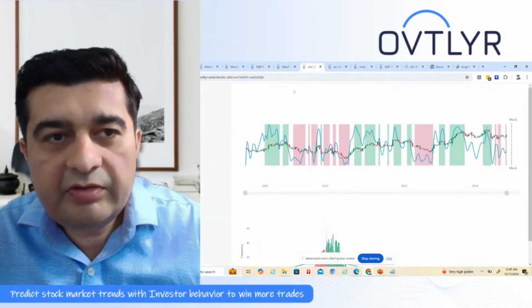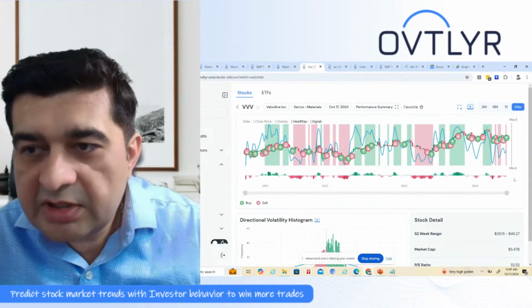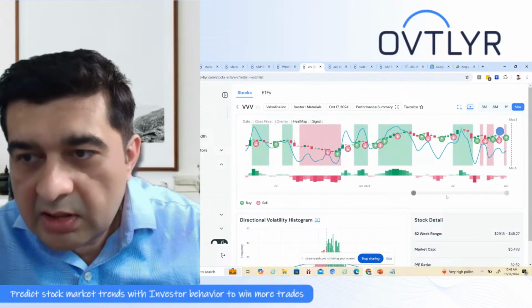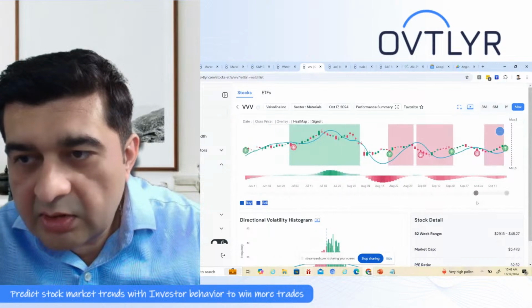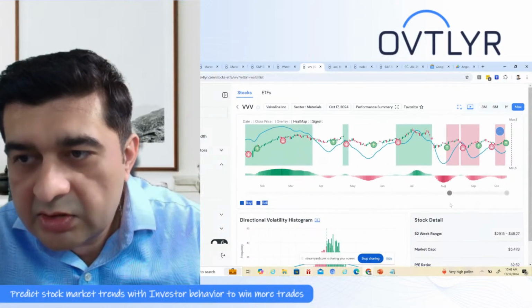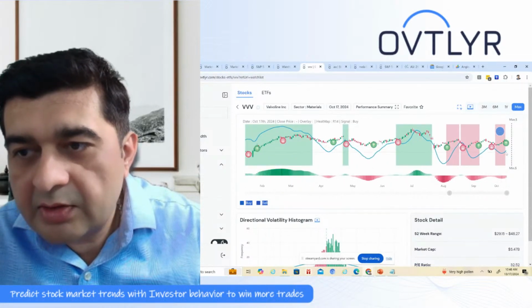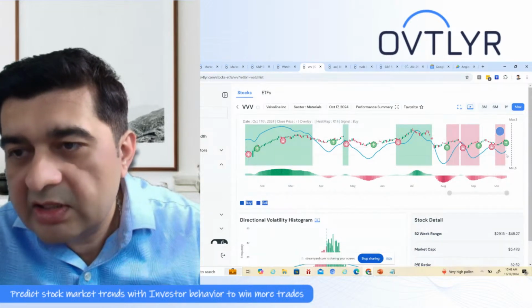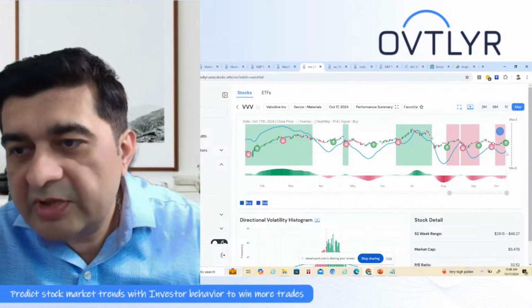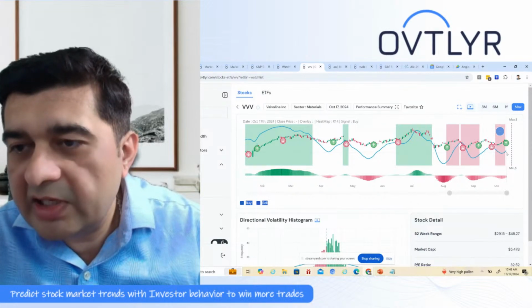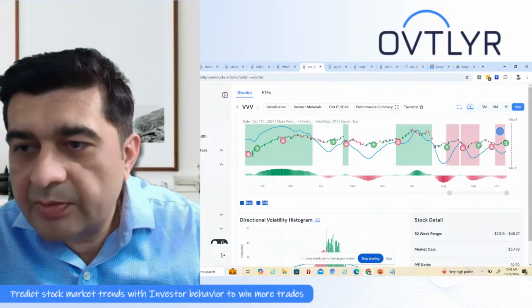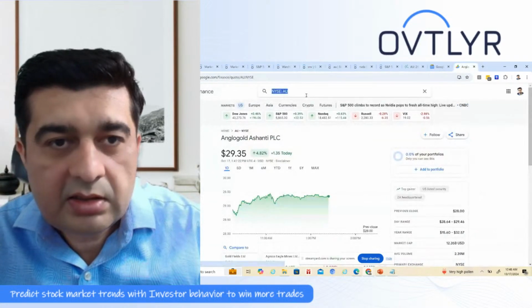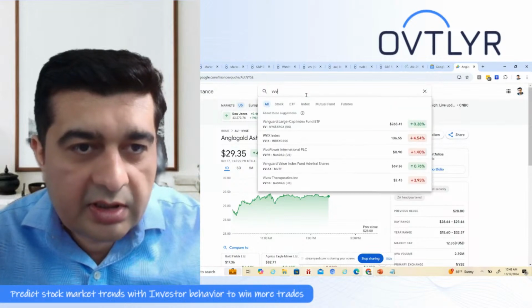Let's look into VVV, which is another stock which came out of the downtrend. One of my rules is, I don't like to go into a long position when there is a red overlay present. It has to be either neutral or the green overlay, preferably green. But the buy signal came for the stock VVV, and let's see how this stock is doing today.